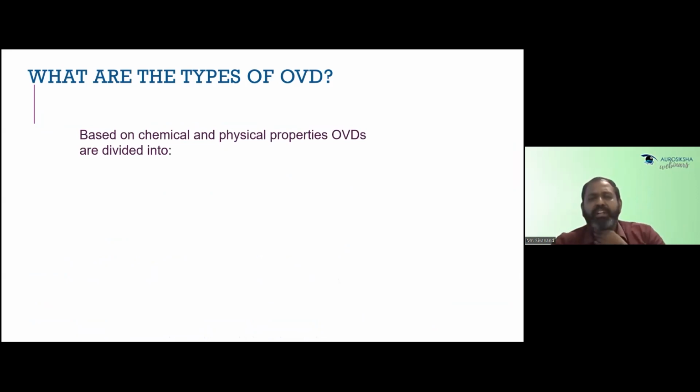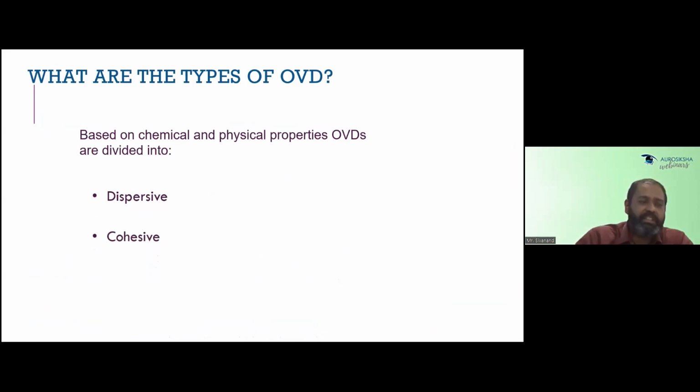Based on the chemical properties, there are three types: dispersive, cohesive, and a combination. Dispersive OVDs tend to become flat and coat, so they give better protection to the tissues. The cohesive viscoelastics become like a lump, more like a jelly, that I gave the example of, so they give better space. And then there is a combination viscoelastic, which is a mix and match of both these properties. The surgeons use these OVDs from case to case.